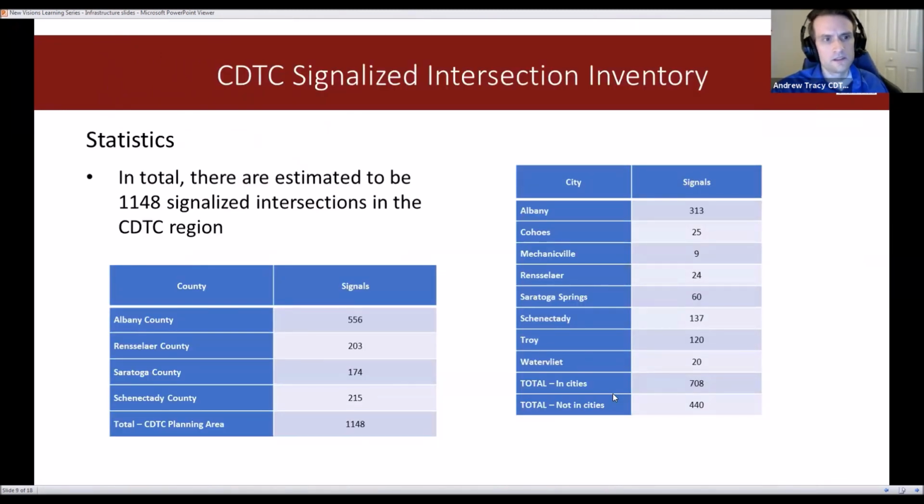So in total, we estimate there are 1,148 signalized intersections in the CDTC planning area, plus or minus a few, with roughly half of those being in Albany County. Albany is the city with the most traffic signals, with 313, almost all of which are maintained by the City of Albany. Schenectady has 137 and Troy has 120 signals. In total, 708 of the region's signals are in the cities listed here, and 440 of them are outside of the cities.